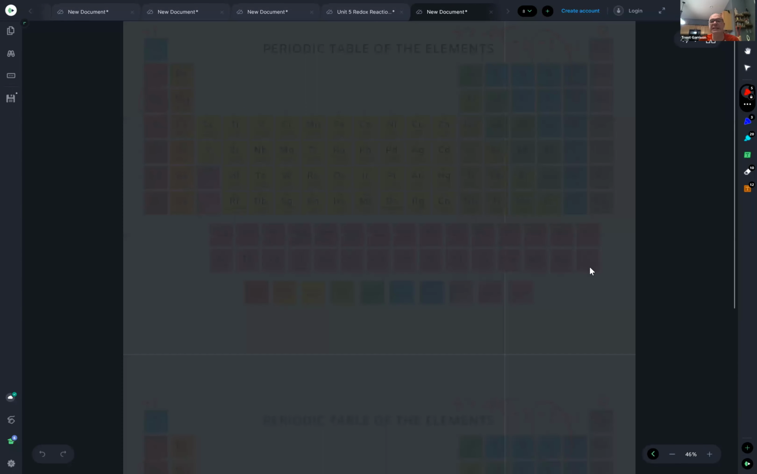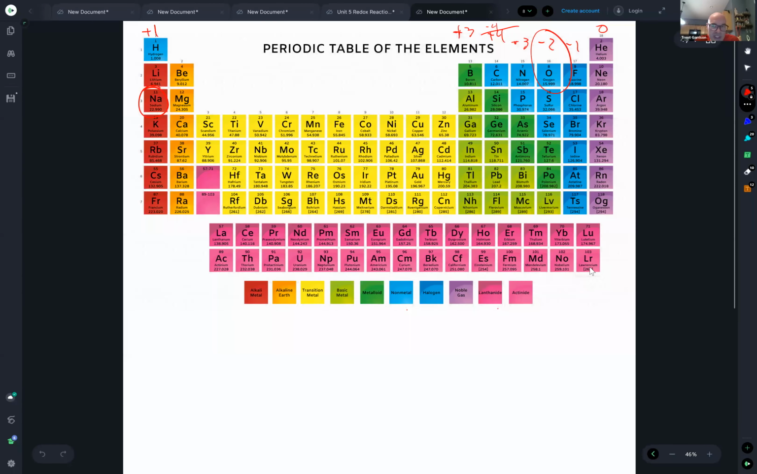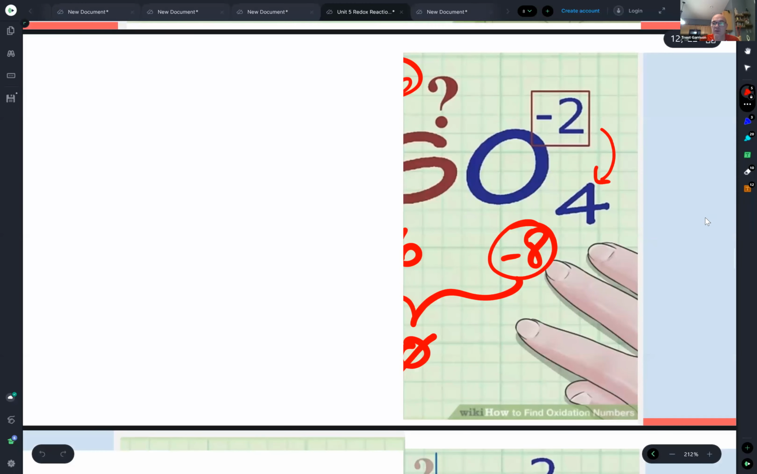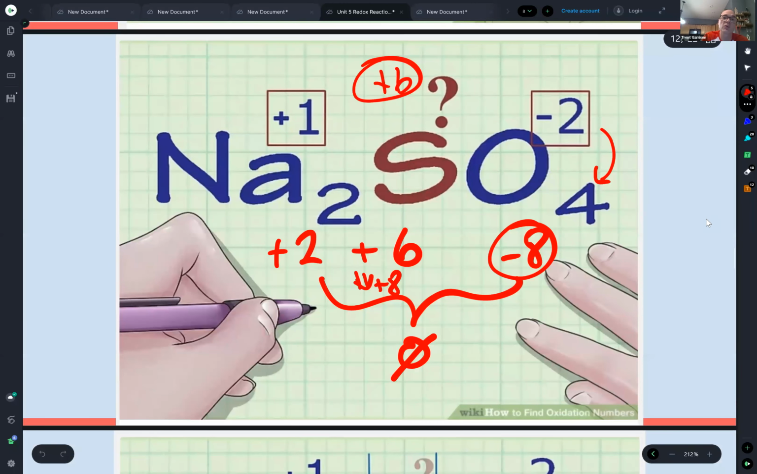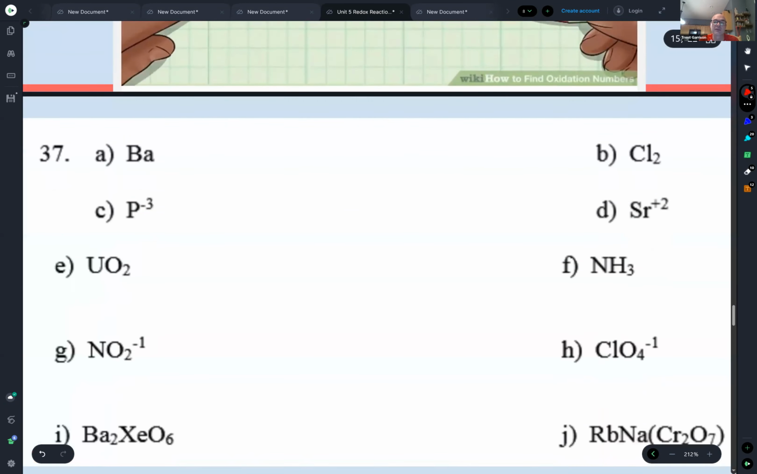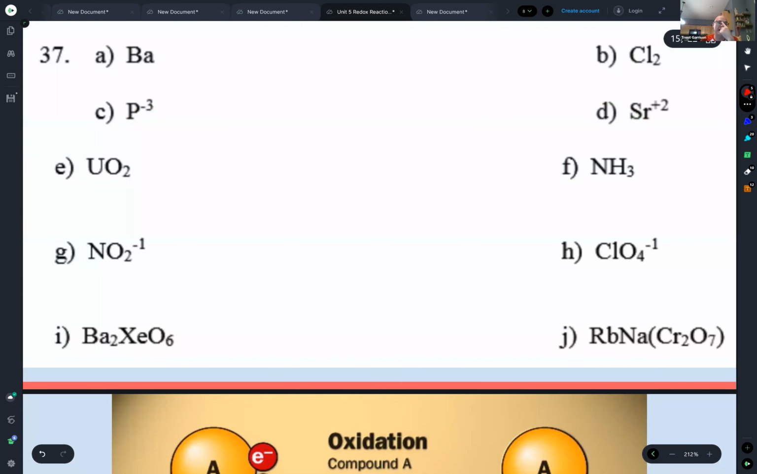Look at your periodic table. What did you predict the sulfur to be? You would have predicted it to be a -2 right below the oxygen, but it's not. This is where you will have troubles if you make assumptions. There are no rules that talk about sulfur, so don't make them up. Follow the calculations to establish that. Let's go ahead and do a couple of practice.